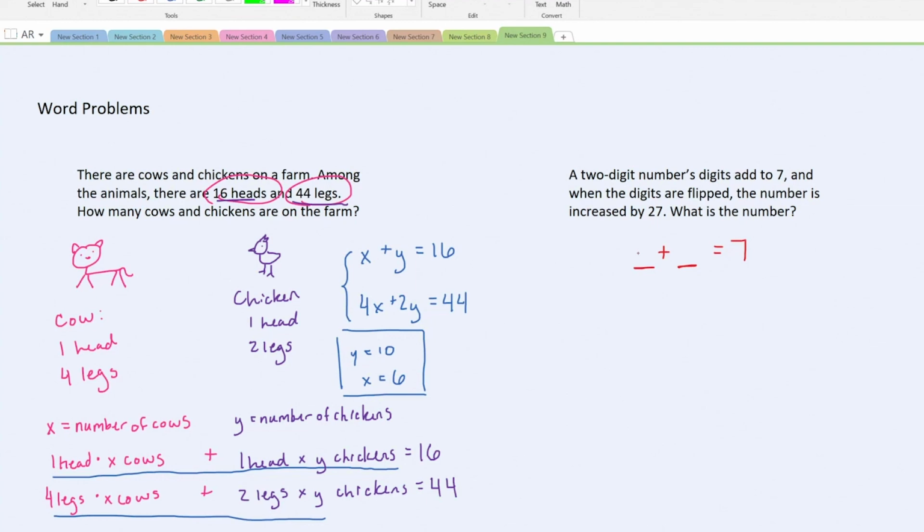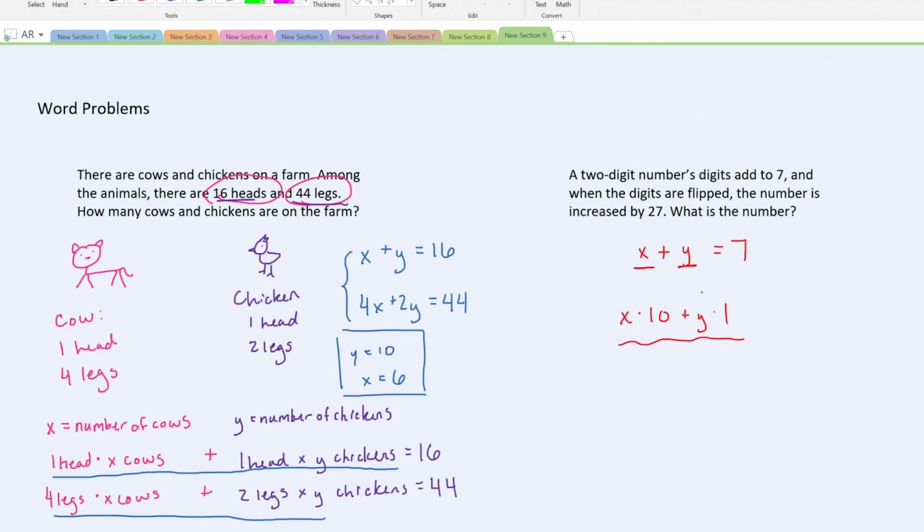So how can we turn this into a system of linear equations? Let's use the variables x and y to represent each digit of the number. We know that the 2 digits added together equals 7, so x plus y equals 7. We can also write out the actual number in terms of x and y by taking x, which would be the tens place, multiplying it by 10 and adding it to y times 1, which is the number in the ones place. This gives us our original number.